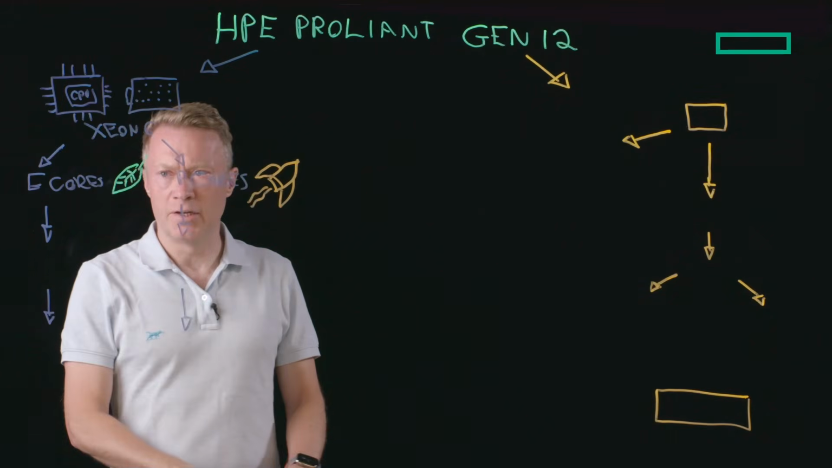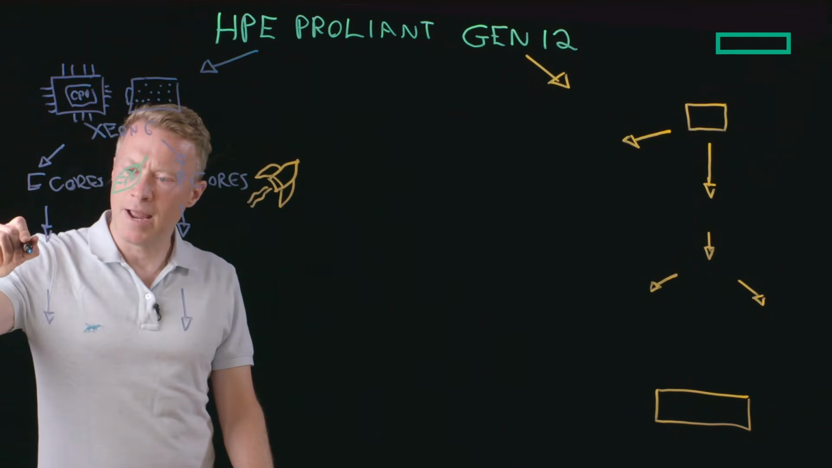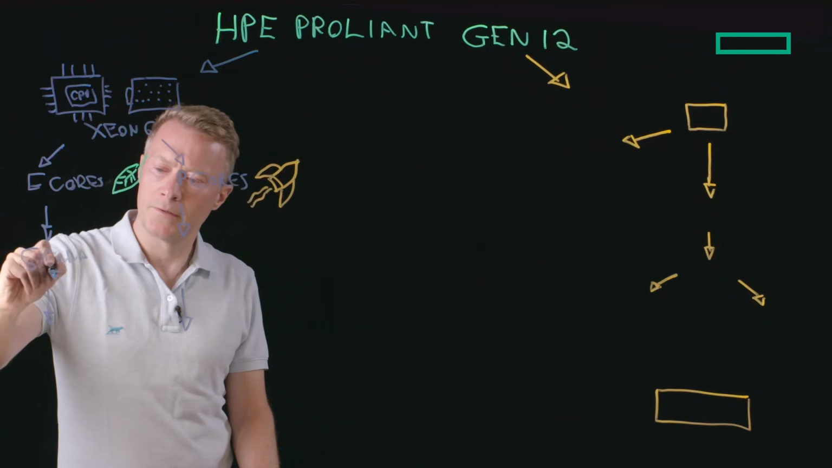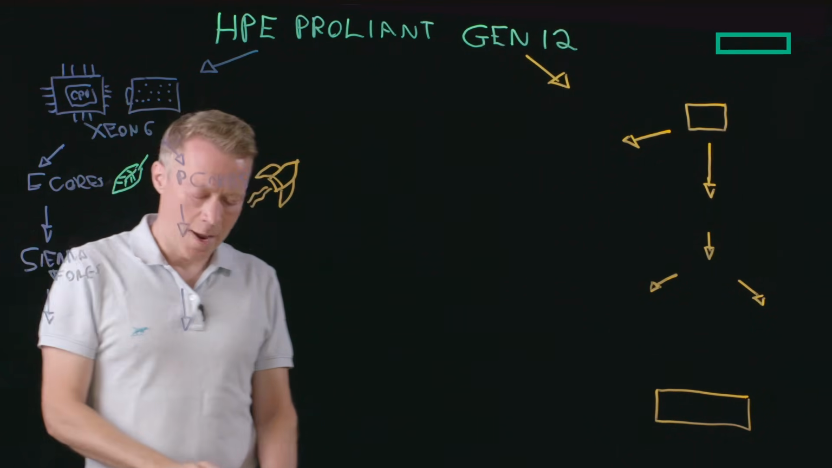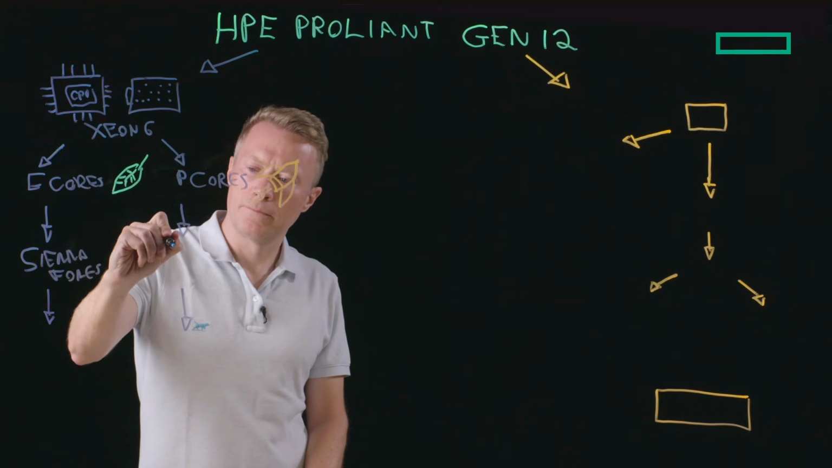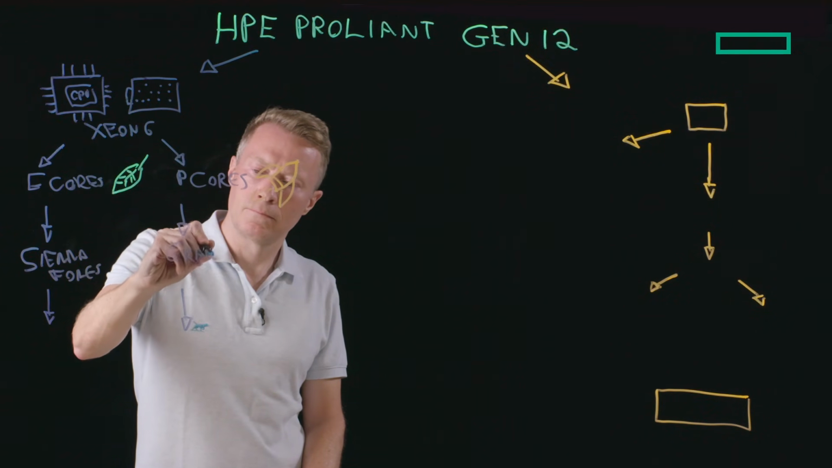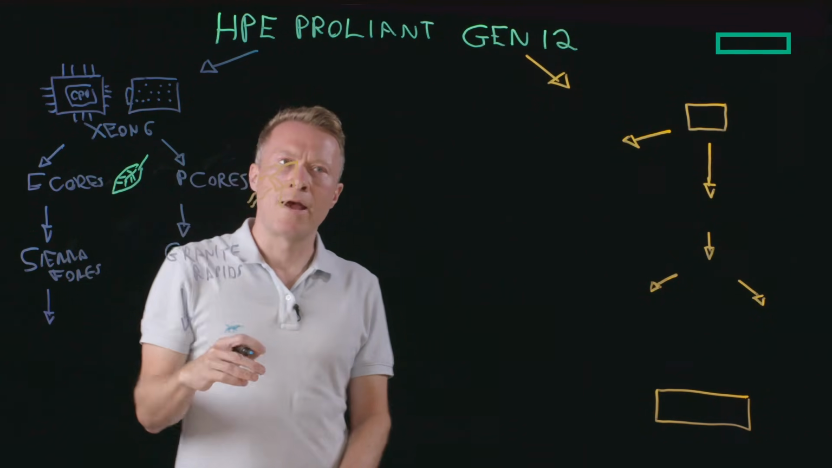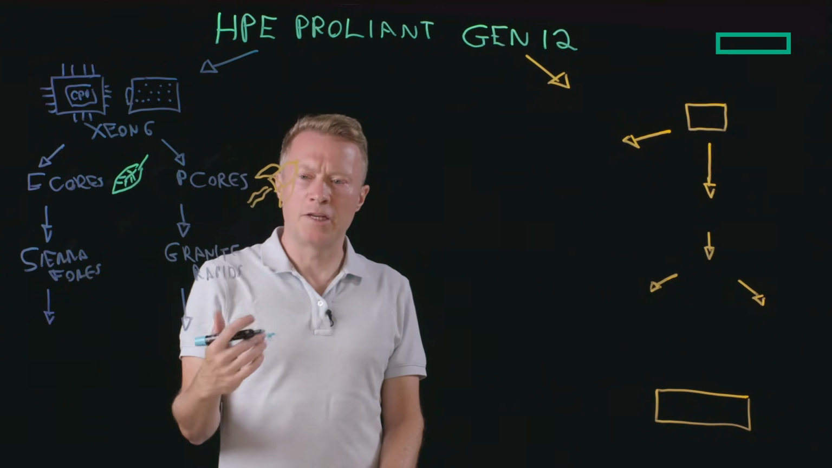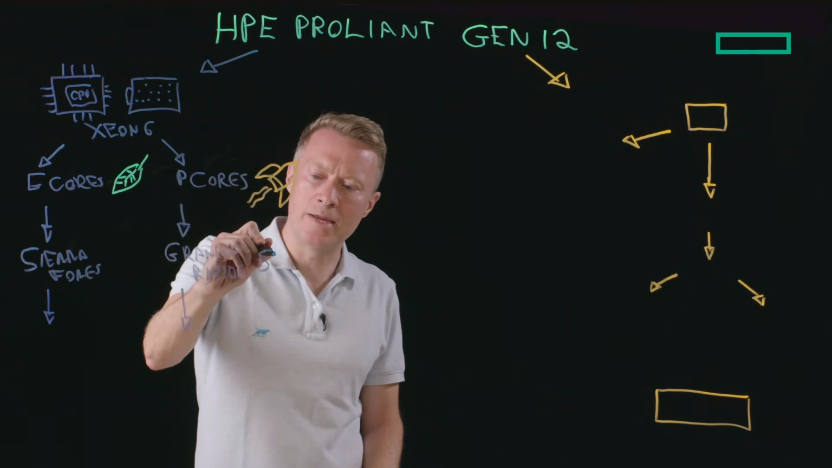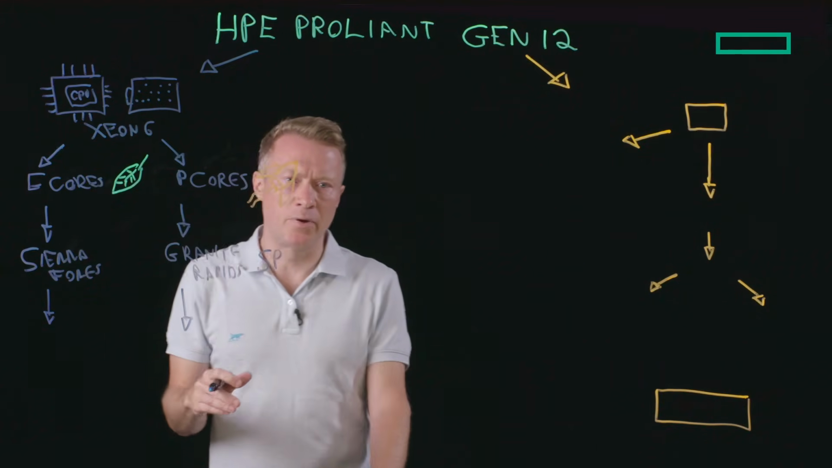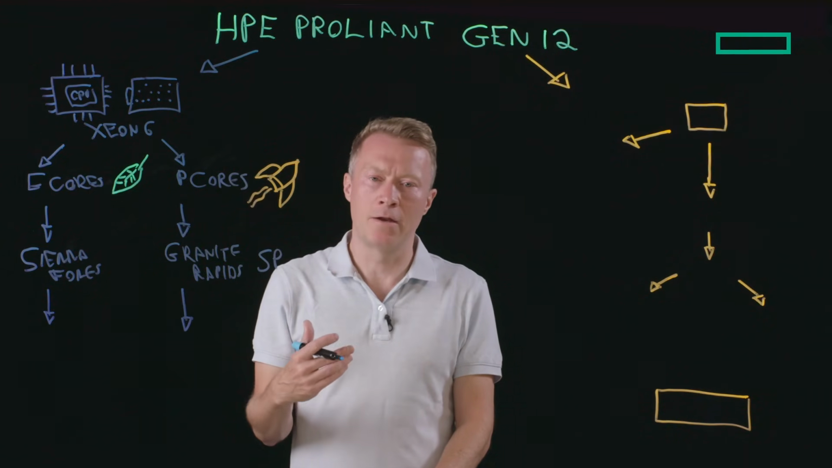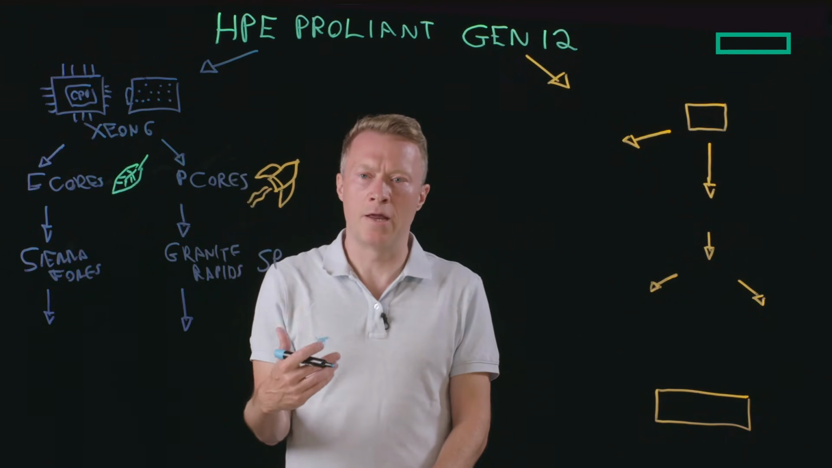Now, if we look at those two ranges, the code name for the E cores is Sierra Forest, and for the P cores, it is Granite Rapids. Now in the ProLiant Gen 12 range, unlike in our HPC range, we use the SP processor. So if you want the AP processor, the one with 12 memory channels and higher TDPs, that is again not the topic for today, but we do support that in our ProLiant XD ranges.